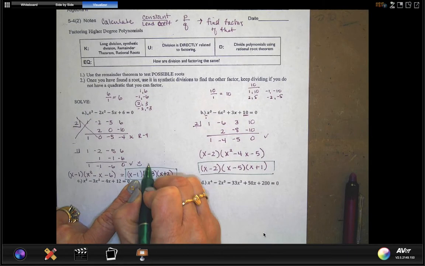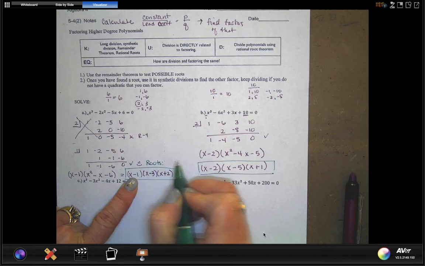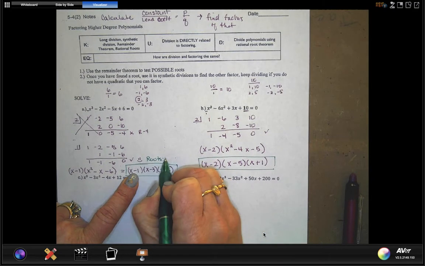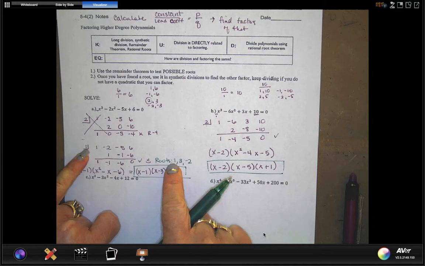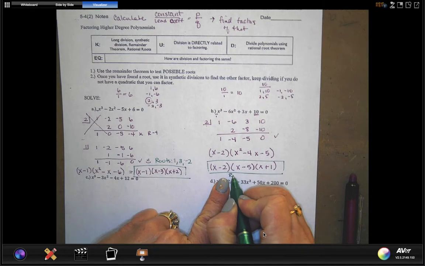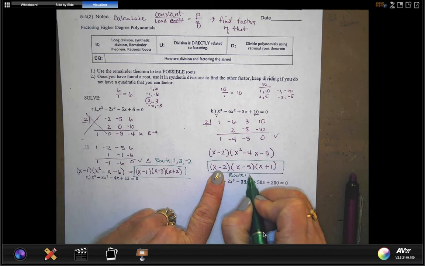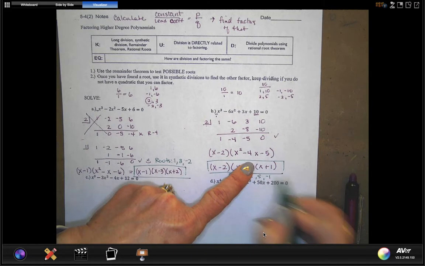And back here, when you're asked to identify the roots, so what would make this 0? It would be positive 1, 3, negative 2. So again, positive 1 worked. If we would have tried negative 2, it would have worked. Over here, my roots would be 2, which worked, 5, which would have worked, or negative 1, which would have worked.